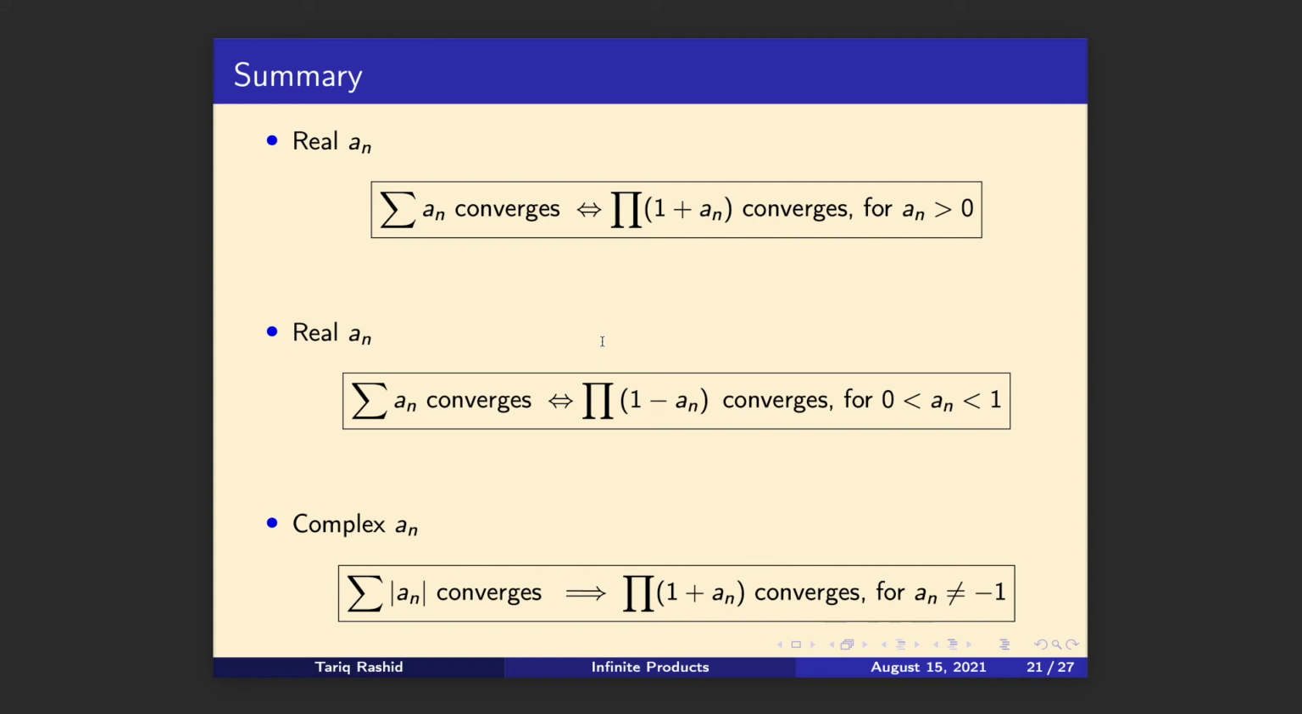So here's a summary for real an, and then complex. So if the sum converges, so does a product there. We've got a -1 here, which has a different range of validity, and then the very interesting one with the complex an. So if the magnitude of those an converges, or the sum, then that product does as well. So that's a summary of what we found.